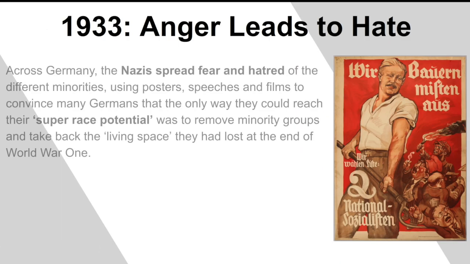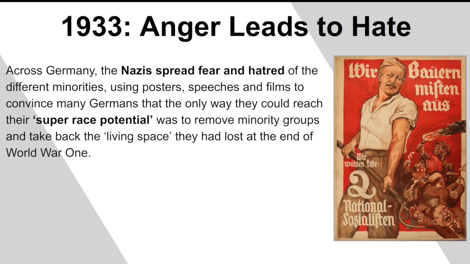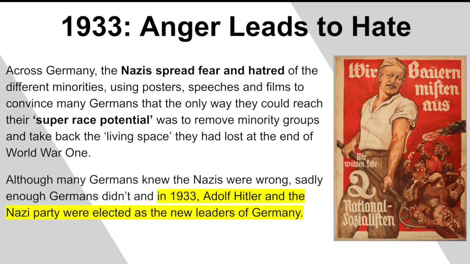Across Germany, the Nazis spread fear and hatred of the different minorities using posters, speeches and films to convince many Germans that the only way they could reach their super race potential was to remove minority groups and take back the living space that they had lost at the end of World War I at the Treaty of Versailles. Although many Germans knew the Nazis were wrong, sadly, enough Germans didn't. And in 1933, Adolf Hitler and the Nazi Party were elected as the new leaders of Germany.